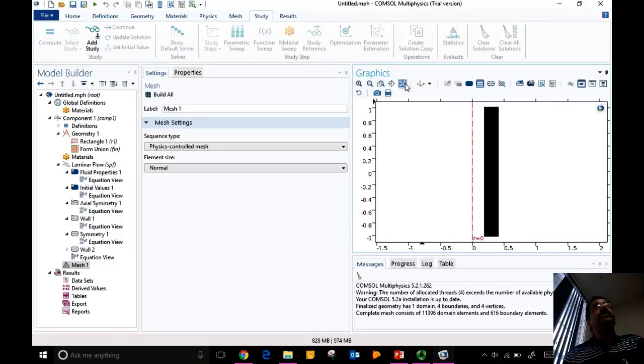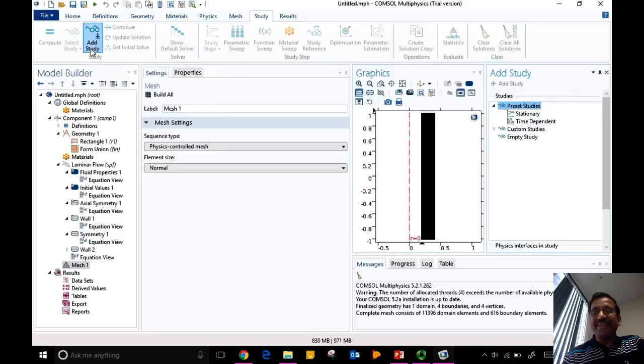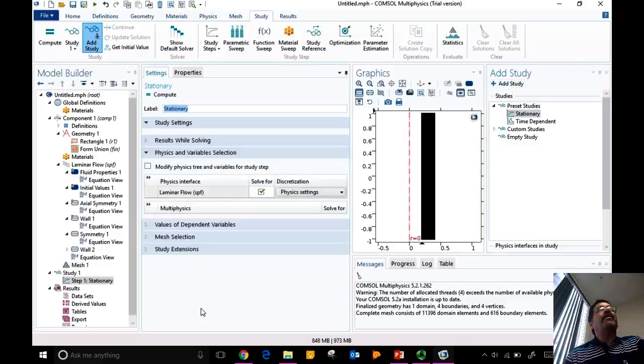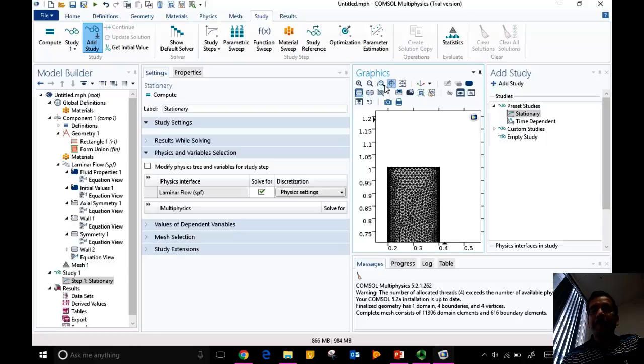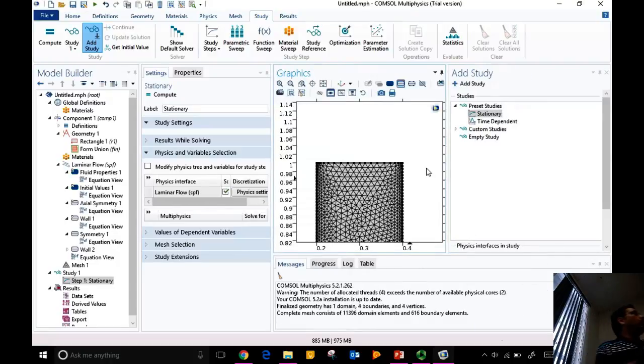It doesn't show what? I guess I didn't add the study, that's why. Because I need to specify, I need to add a stationary study, right? Can we take a look at the mesh on the top or bottom? Yep. Supposed to be the same as. Yeah, that's what I expect. If you had a wall on the top, then you would see a boundary layer there.